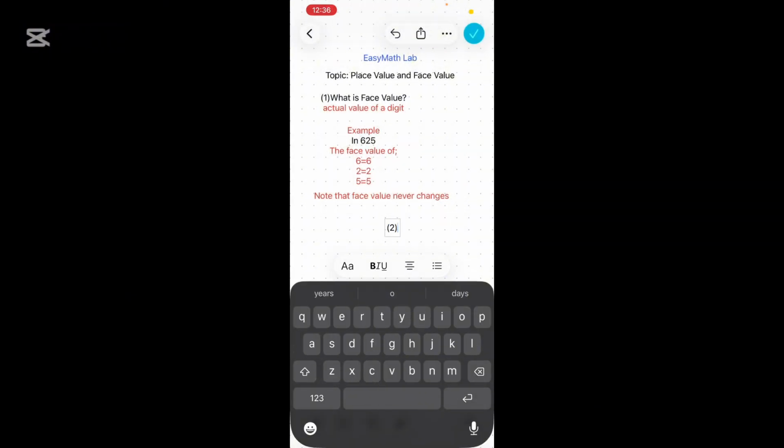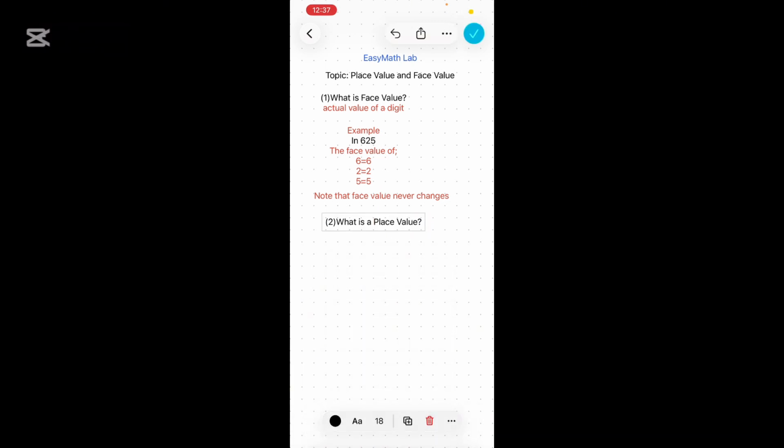Number 2, place value. So we'll begin with the question: what is a place value? The place value of a digit is based on its position in a number. It is based on position. So the place value is based on the position of a digit in a number.